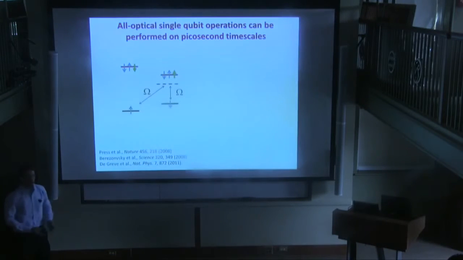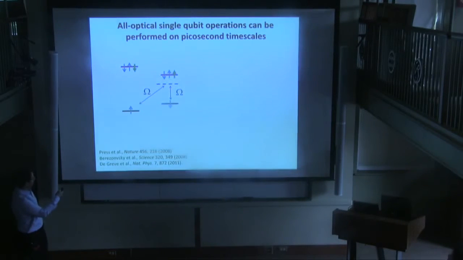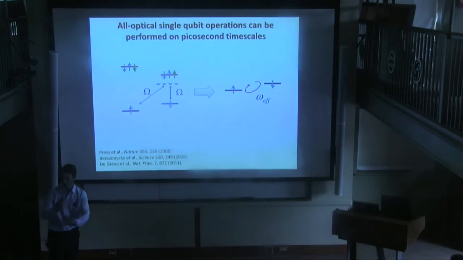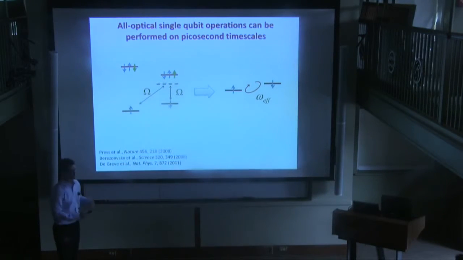At the same time, we can very quickly manipulate the spin using optical coherent control. If we use a fast, optically detuned Raman transition, that creates an effective Larmor precession of the spin, so we can prepare the spin state on picosecond timescales.